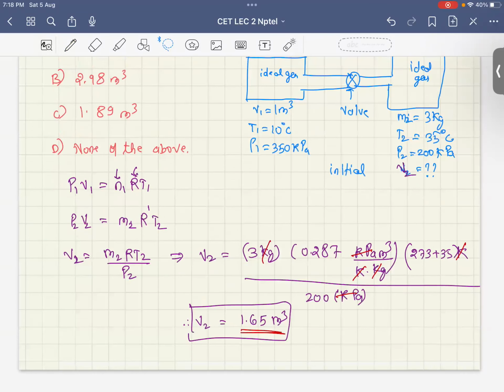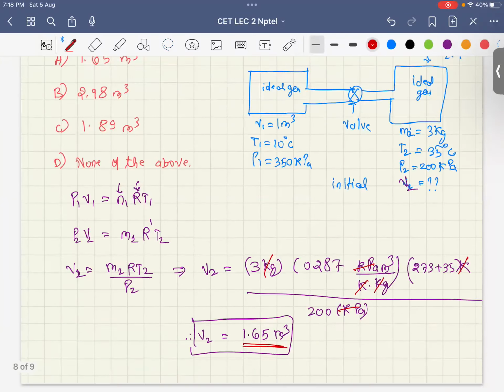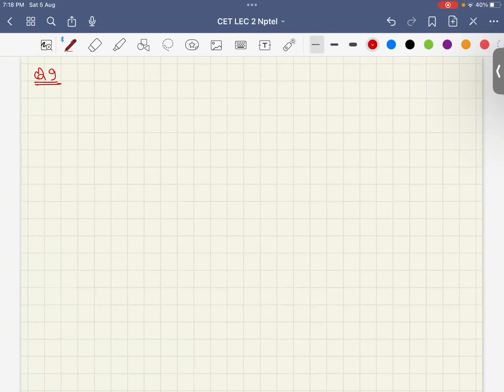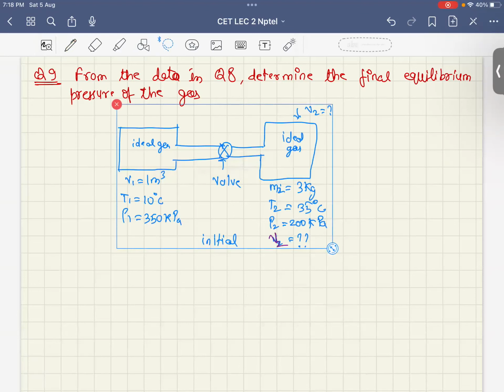The next question is question number 9. Question number 8 and 9 are going to be connected. So from the data in question 8, determine the final equilibrium pressure of the gas. Okay, so what we have is, this was our initial system.